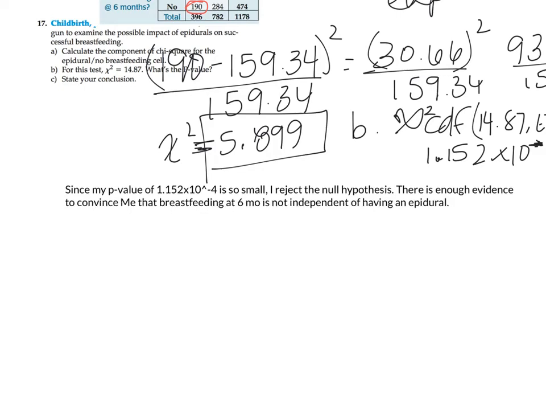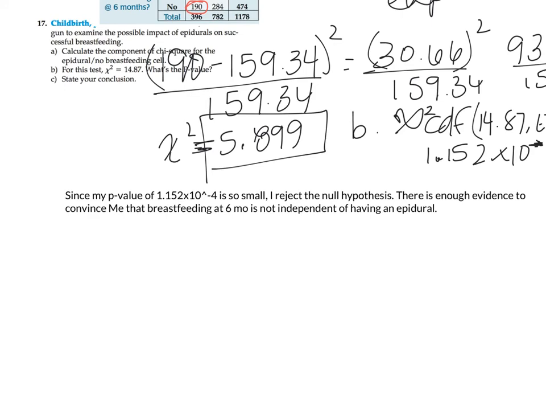And that's my conclusion. Since my p-value of 1.152 times 10 to the negative 4 is so small, I reject the null hypothesis. That means I don't believe they are independent, so there's enough evidence to convince me that they are not independent, and make sure we state our context in there.